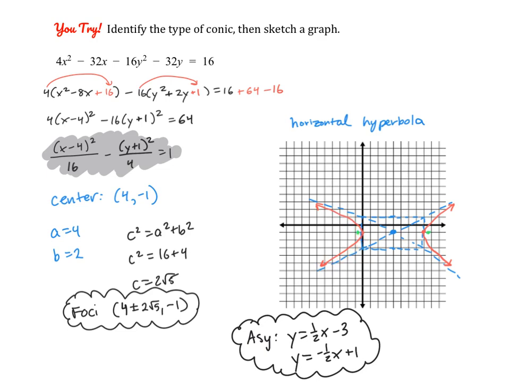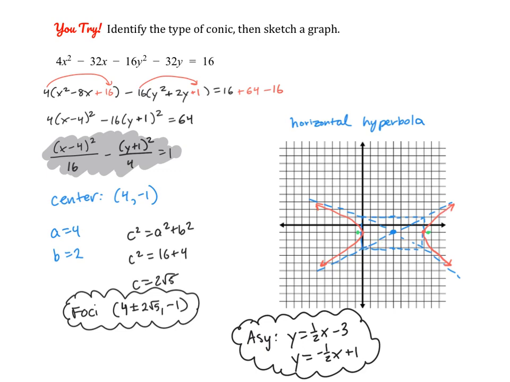And then we also need our foci, which means we need to find our c value using this formula. So we get c equals 2√5. So remember, the foci, you start at your center, which is 4, -1, and then we're going to go to the right and the left 2√5. Now, since we're moving to the right or left, we're going to add and subtract that from our x value. So our foci are located at 4 plus or minus 2√5, -1. Again, the 4, -1 is just from the center, and it's added to the x because we're moving left and right.